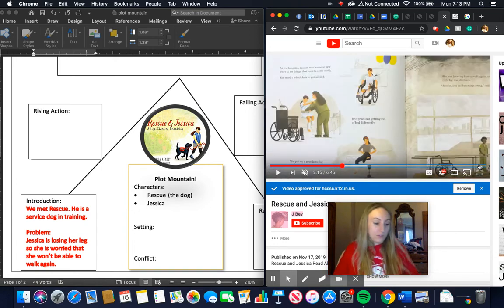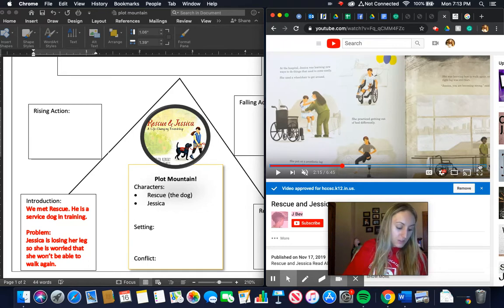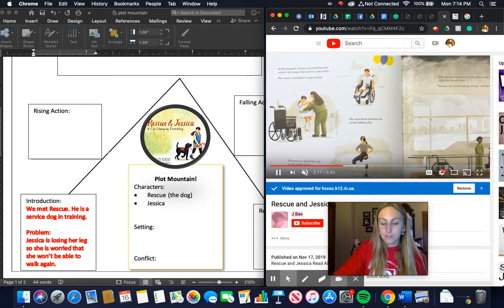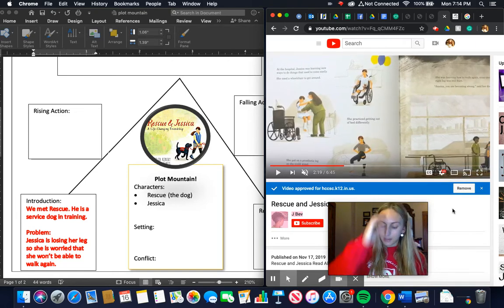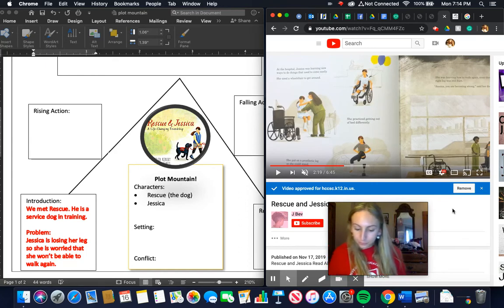At the hospital, Jessica was learning new ways to do things that used to come easily. So we're kind of going back and forth on Rescue and Jessica. She used a wheelchair to get around. She practiced getting out of bed differently, and she put on a prosthetic leg so she could stand. And a prosthetic leg is basically like a fake leg that they can use to walk around on. And she was learning how to walk again, even though her right leg was still hurt. "Jessica, you are becoming strong," said her doctors.